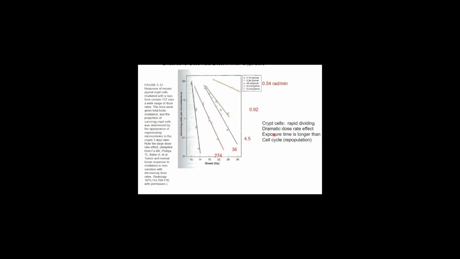Here are the jejunal crypt cells that were done for very rapidly dividing cells. Here is the high dose rate, the low dose rate. Look at this difference in survival, very dramatic. So this occurs not just in vitro, but in vivo. But there is an exception. And the exception is called the inverse dose rate effect.